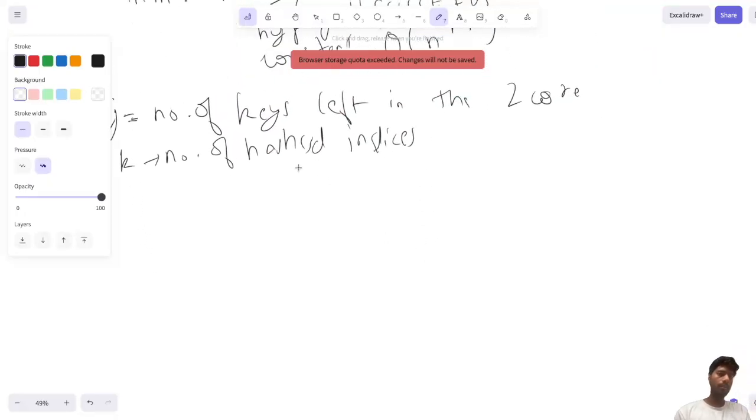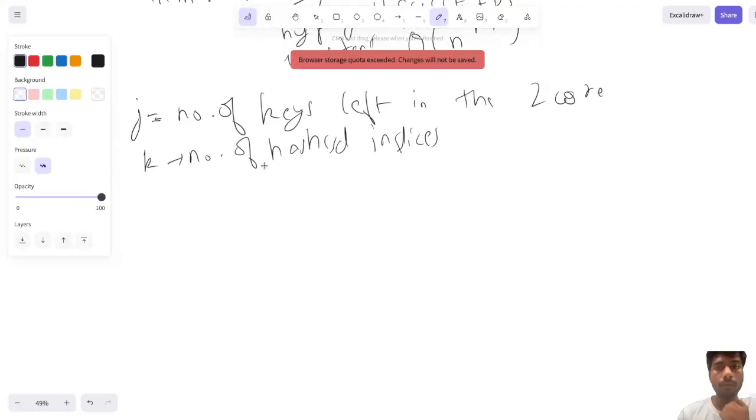So if j is the number of keys left in a 2-core and k is the number of hash indices, what is the number of endpoints of edges? Let me break it down for you. Each key touches not just at least, it touches exactly k vertices, right? So how many endpoints can there be totally? Yeah, it will be j times k.